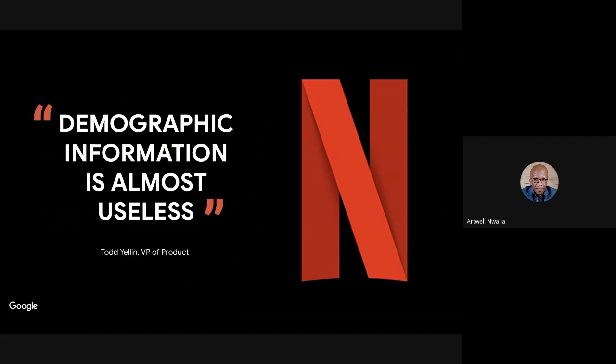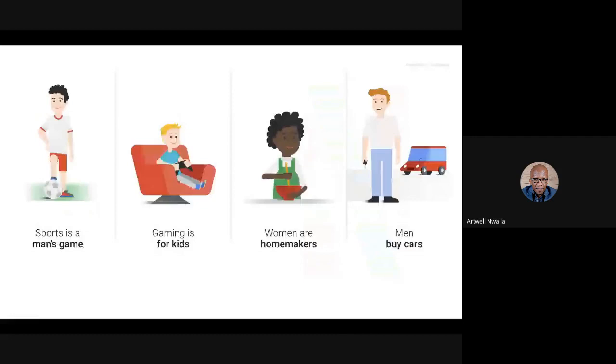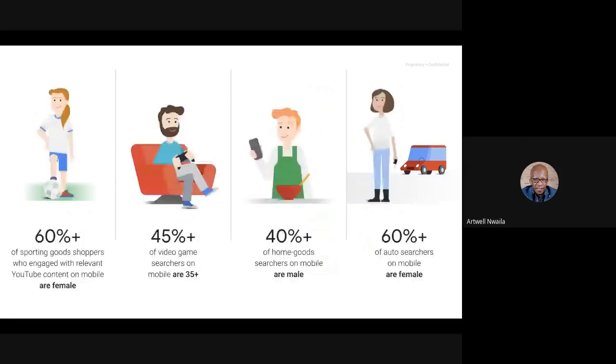Another good example is just general stereotypes that we come across. As you can see in the visual here, sports is generally associated with being a man's game. Gaming is in the same way for kids. Women are homemakers and men buy cars. But when we look at the data, 60% of sports goods shoppers who engage with relevant YouTube content are female.